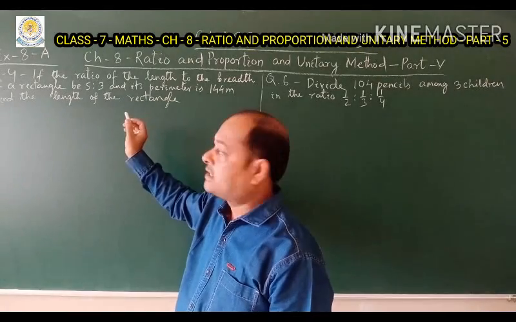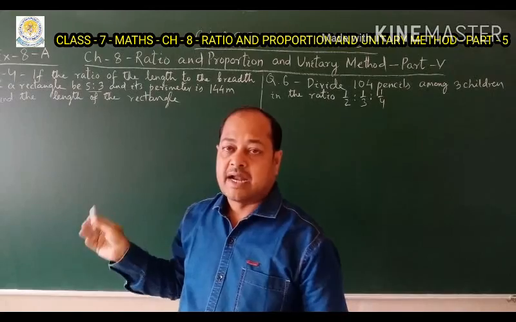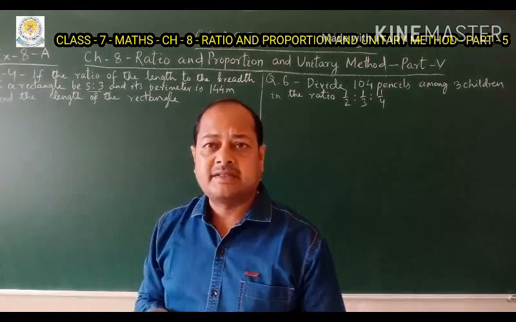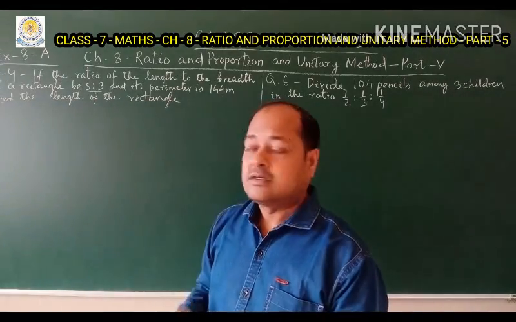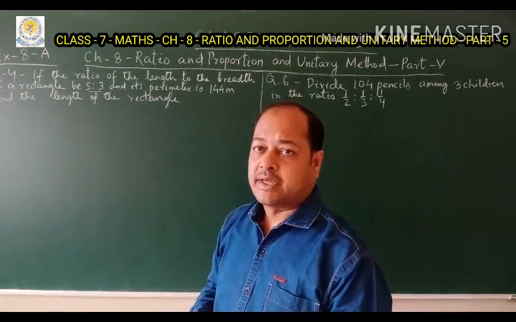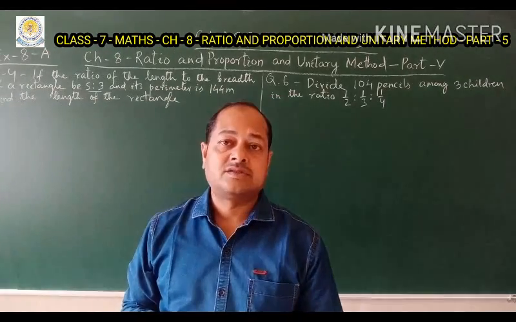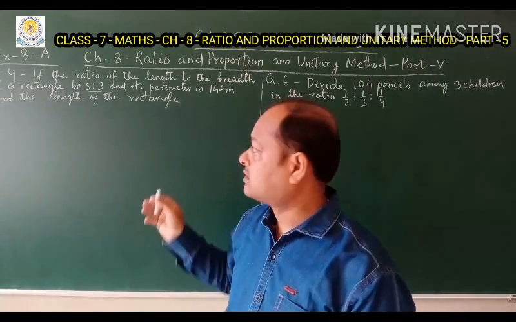So there are two concepts here. One is the given ratio of the length and breadth, and suppose we take the length as 5x and the breadth as 3x, then we can find out the length of the rectangle. And what is the perimeter of a rectangle? The formula is 2 into (length plus breadth). So let us start with the concept.